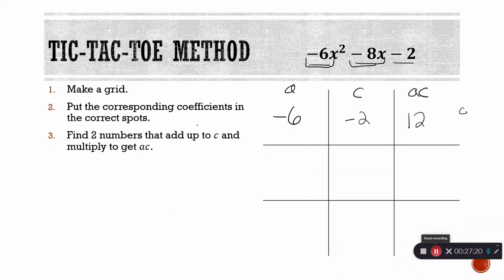Okay, so it looks like I actually made a typo. This should not be C, this should be B, okay? So they're going to add up to equal B, which is negative 8, and multiply out to be C.